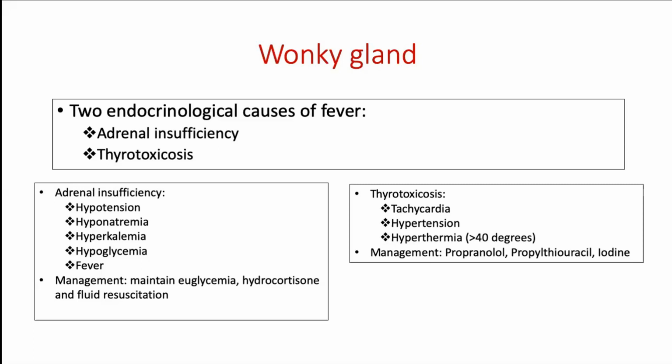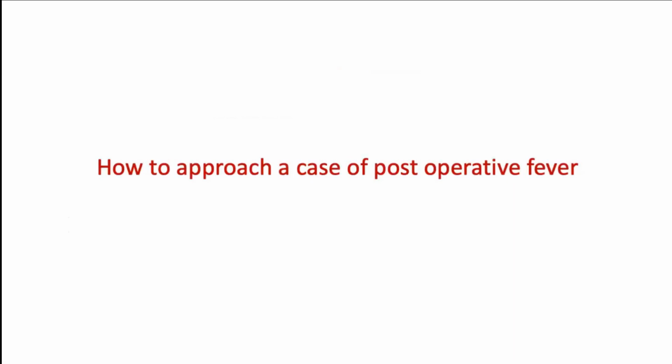Thyrotoxicosis can occur in all patients who are suffering from some thyroiditis or have evidence of hyperthyroidism. It can present with tachycardia, hypertension, hypothermia. The management includes again propranolol, propylthiouracil, and iodine. So it doesn't occur in every patient, but yes, in the endocrine ward, you should be very cautious about these two factors.